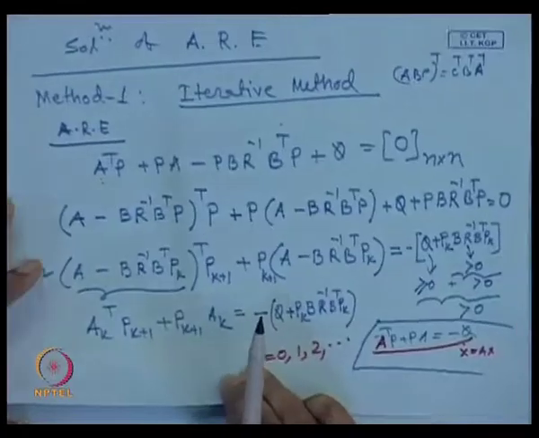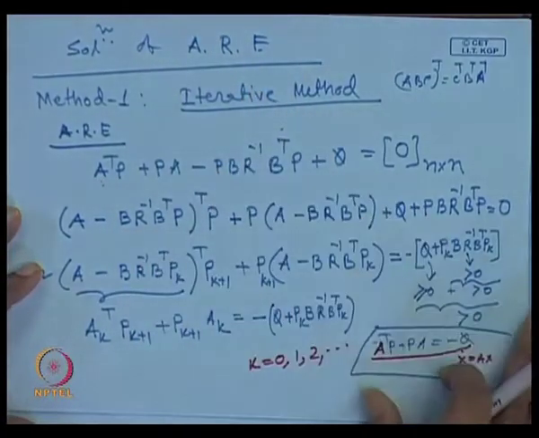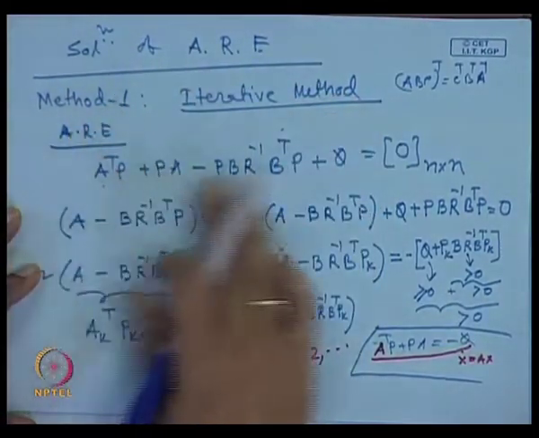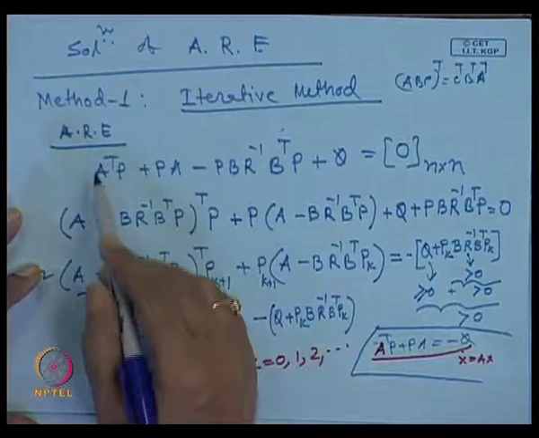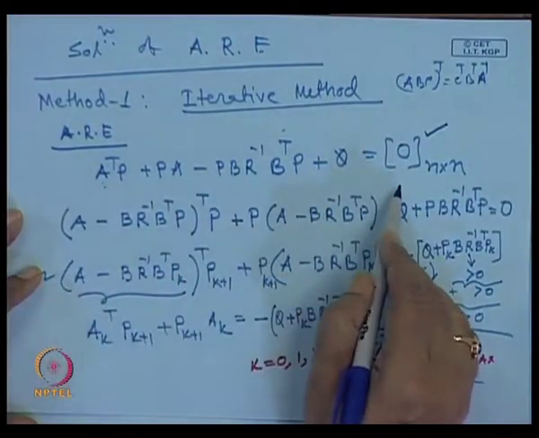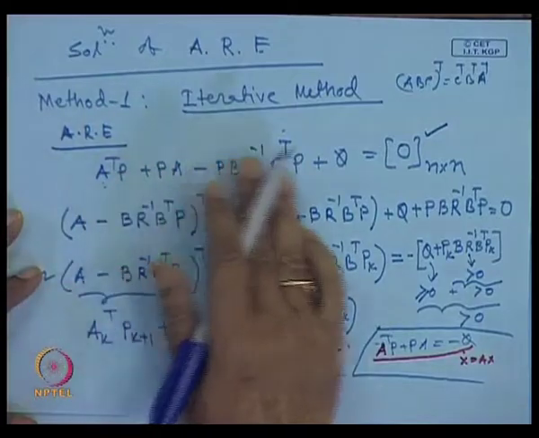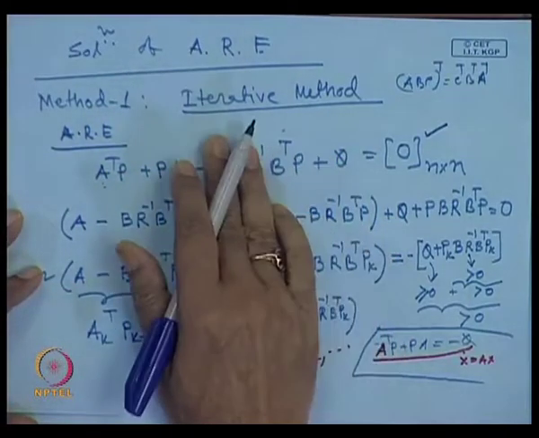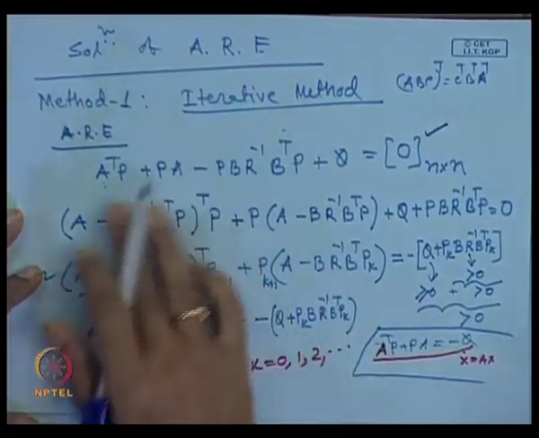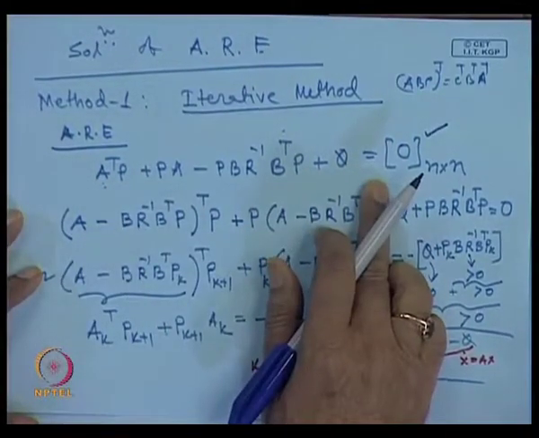Last class we discussed the methods for solution of the first method. Different methods are there. The first method is the iterative method. You are given the algebraic Riccati equation. That algebraic Riccati equation will arise in the case of the infinite time regulator problem. Agree? So, this is the algebraic Riccati equation.